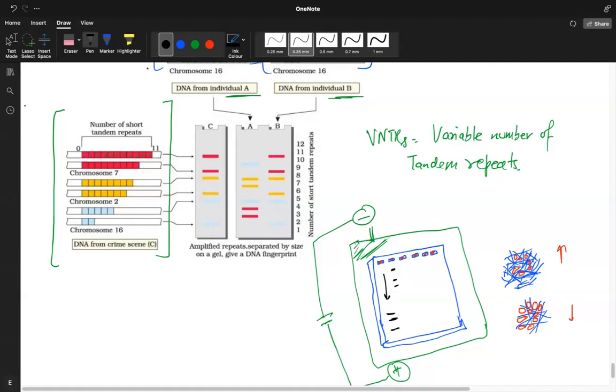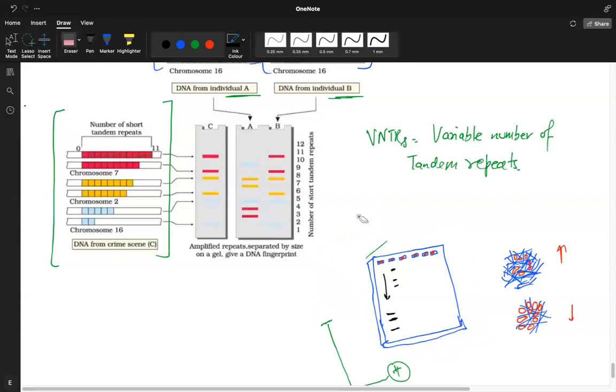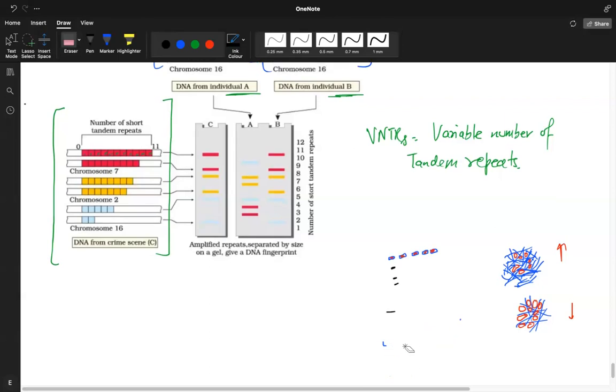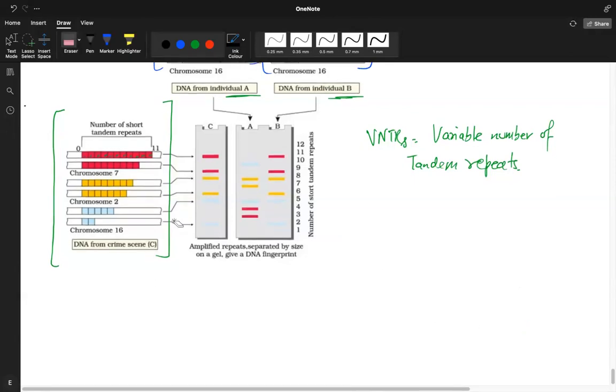Yes or no? Yes. Now let's analyze. You understood gel electrophoresis now. On the basis of charge, we make DNA move from the negative terminal towards the positive terminal, through a mesh of agarose polymer. So now let's look here.